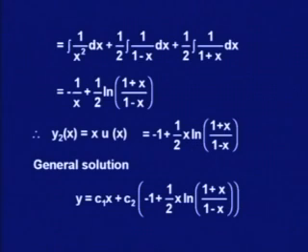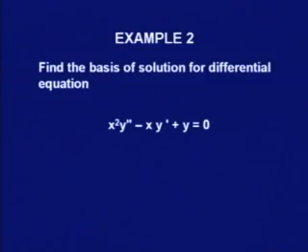Let us try one more example here. Find the basis of solution for the differential equation x square y double dash minus x y dash plus y equals 0. Now, here we have not been given any solution. So, what I am just going to do is guess one solution and then obtain the second solution as linearly independent of the guessed solution.